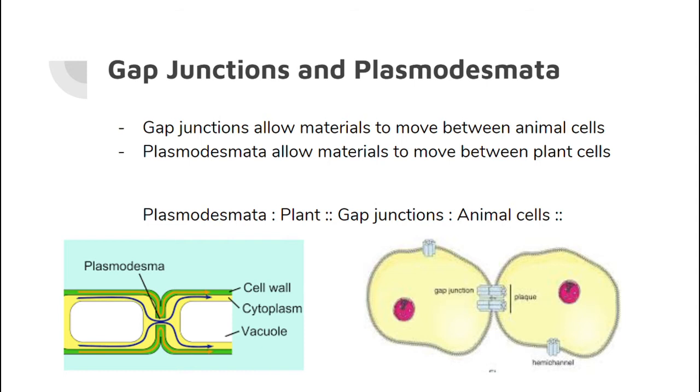And then plasmodesmata allows materials to move between plant cells. So we can see right here the plasmodesmata is connected, and this is going to allow materials to move relatively quickly. I mean, all plant cells are already connected, so this is going to be more efficient than animal cells, but this helps. And you can think of it in this way: plasmodesmata is to plant as gap junction is to animal cells. They serve the same purpose.